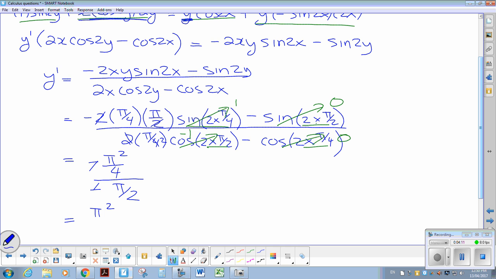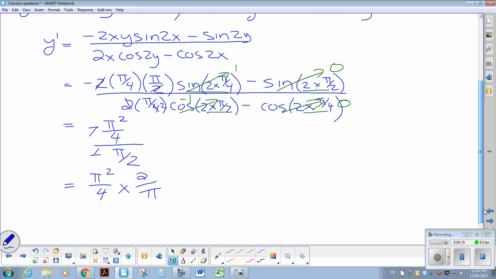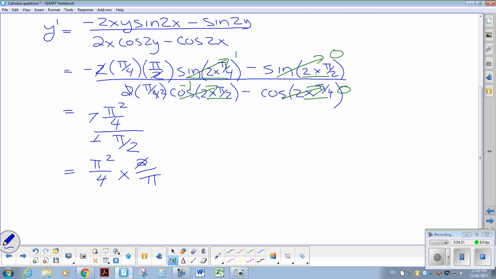I have pi squared over 4 multiplied by the reciprocal, 2 over pi. So again, we have a little bit of reduction going on. So the 2, 4 will reduce. That pi takes the exponent away. So I end up with, I get pi over 2. So that is the slope of our tangent line.